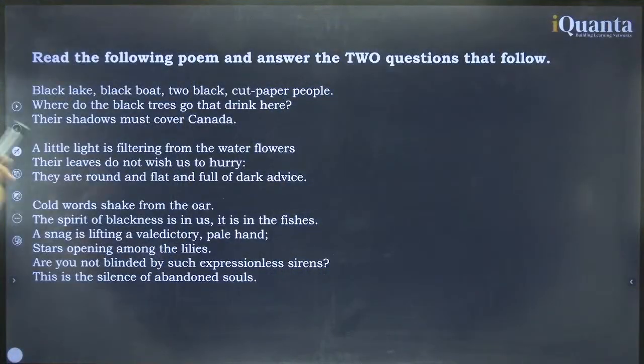So here we have one poem, which you have to read and then discuss two questions that will follow. So I'm giving you 2 minutes to read the poem, absorb it, and then we'll go to the questions.